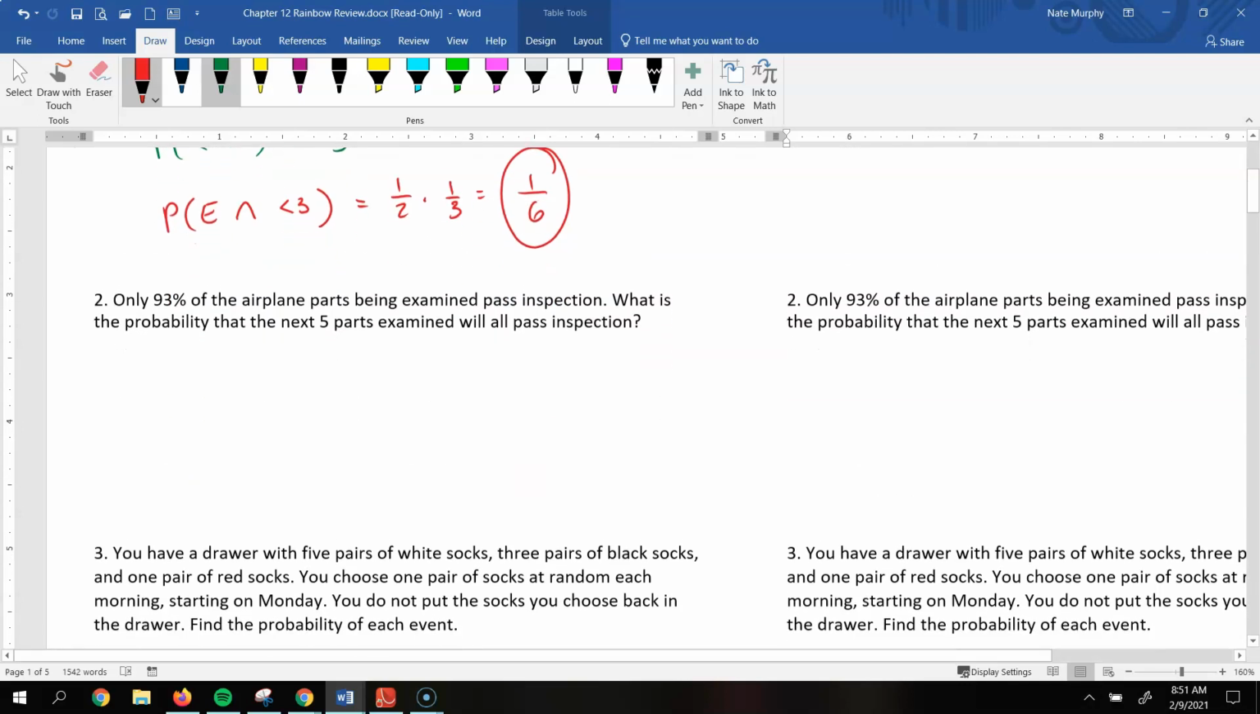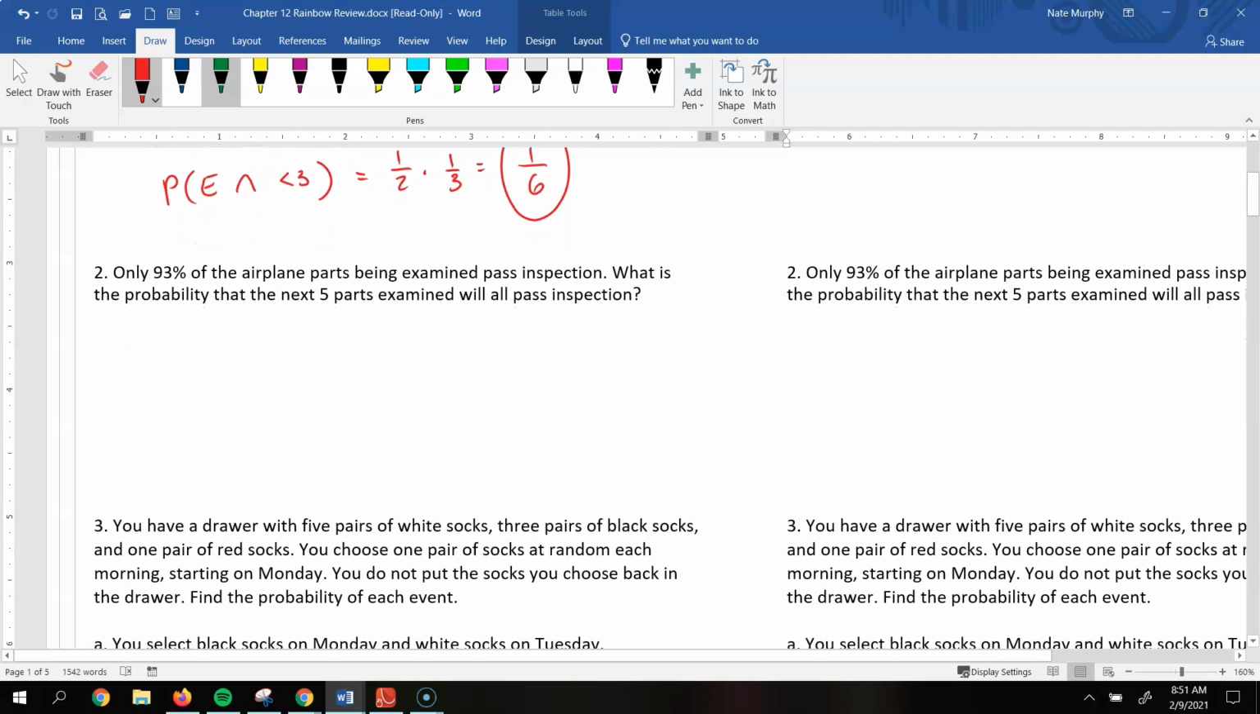Okay, let's look at number 2. Only 93% of the airplane parts being examined pass inspection. What is the probability that the next 5 parts examined will all pass inspection? Okay, so every single one has a 93% chance of passing inspection. And so you want to find the probability that all 5 parts pass.